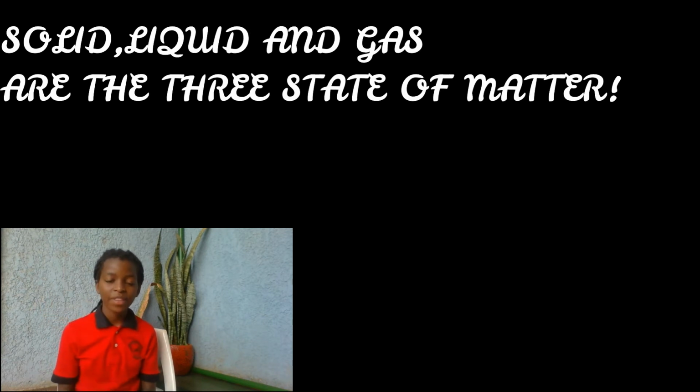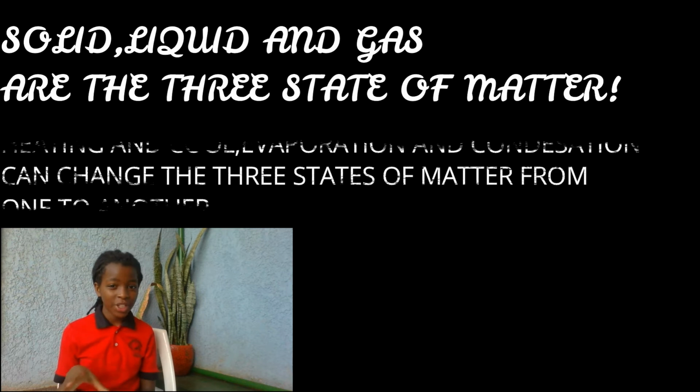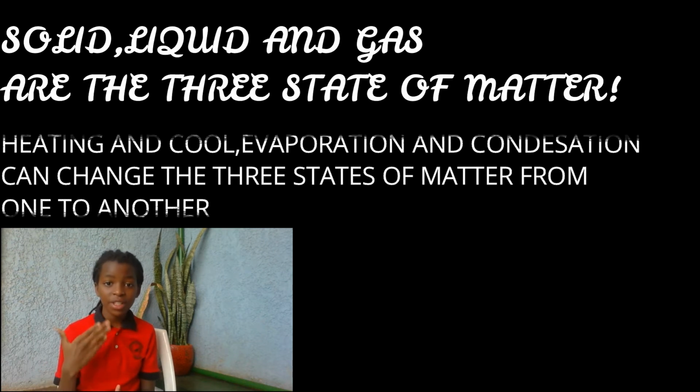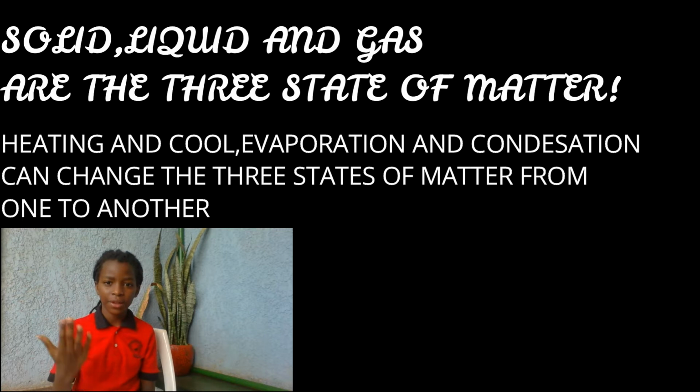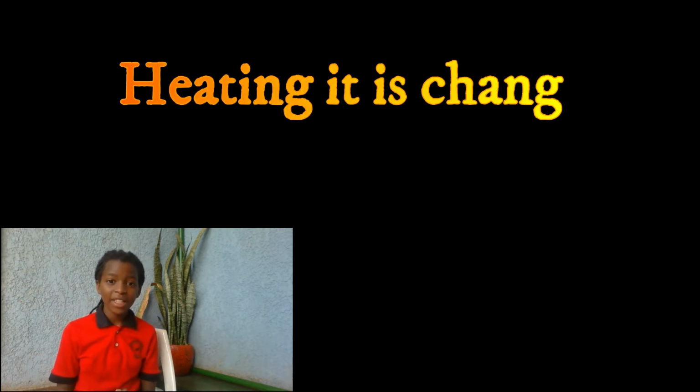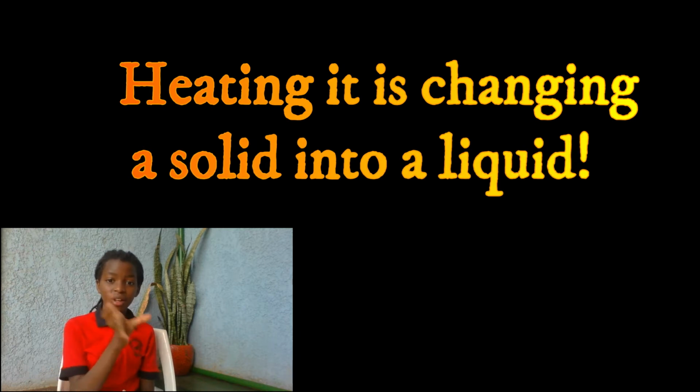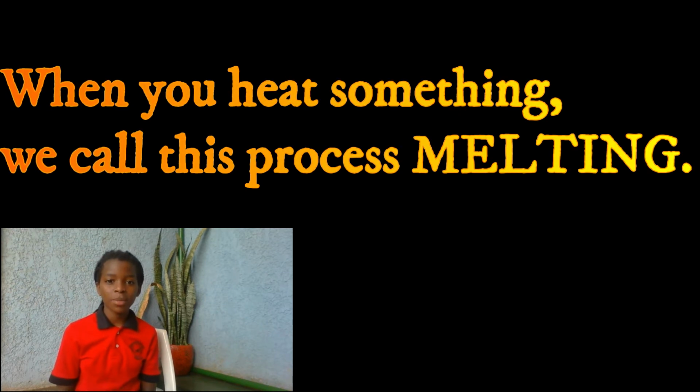So you guys, as you know, solid, liquid, and gas are the three states of matter. Heating and cooling, evaporation, and condensation can change the three states of matter from one to another. Let's start with heating. What is heating? Heating is changing a solid to a liquid. When you heat something, we call this process melting. So, how can I give you an example?